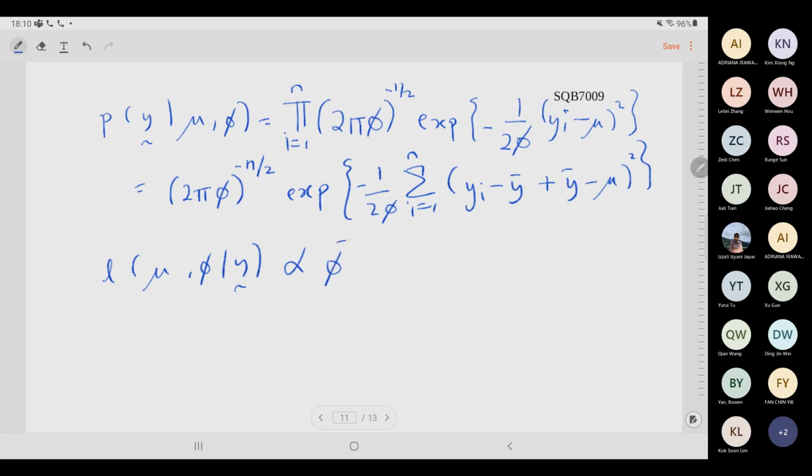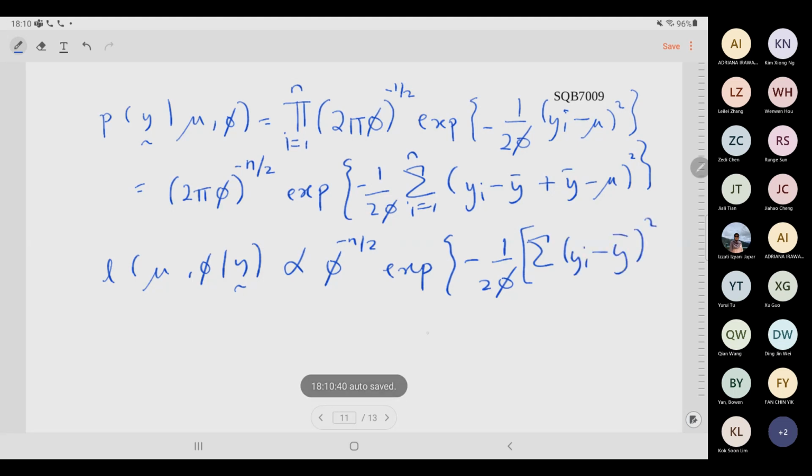The 2 pi is not there, right? And then you have this part, okay? And I have to have a bracket, right? And then you have y bar minus mu squared. Okay, so there are actually steps in between, right?